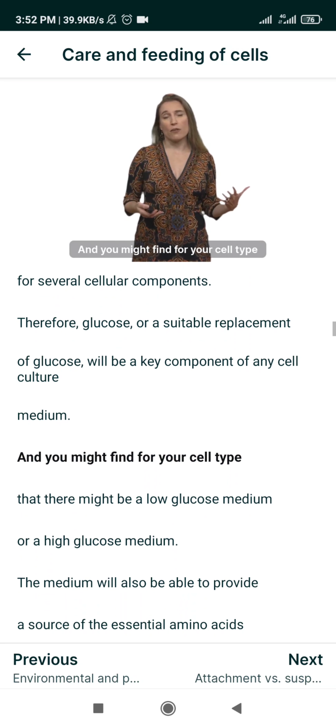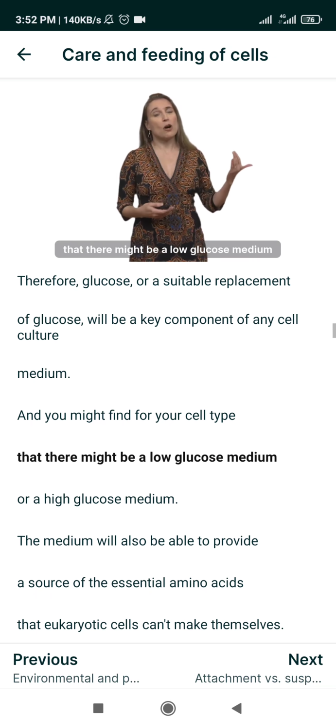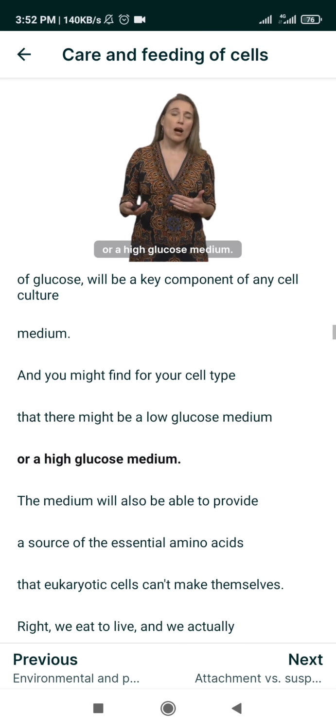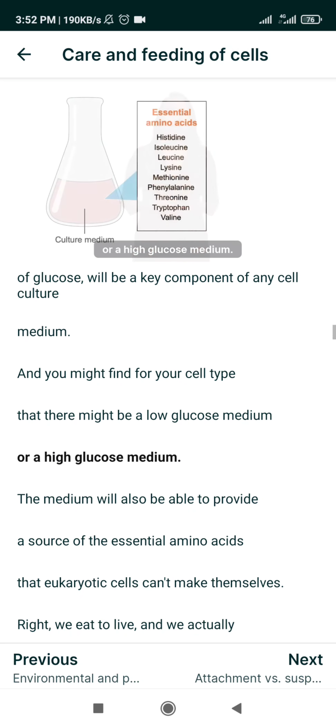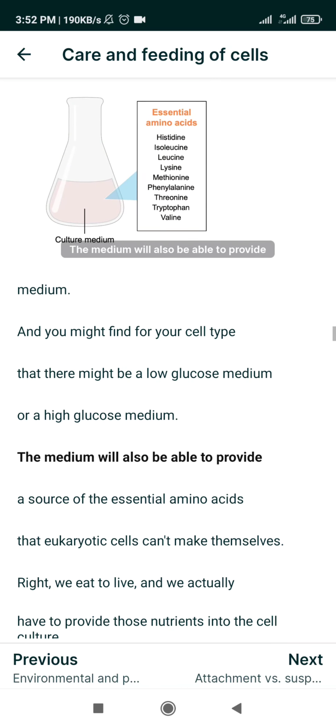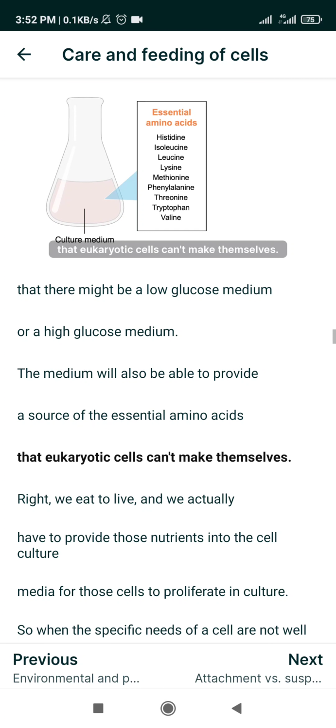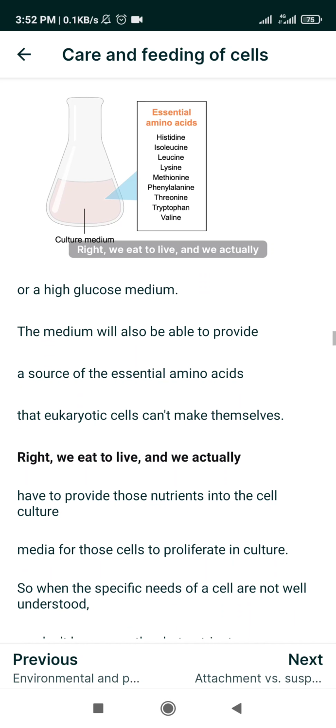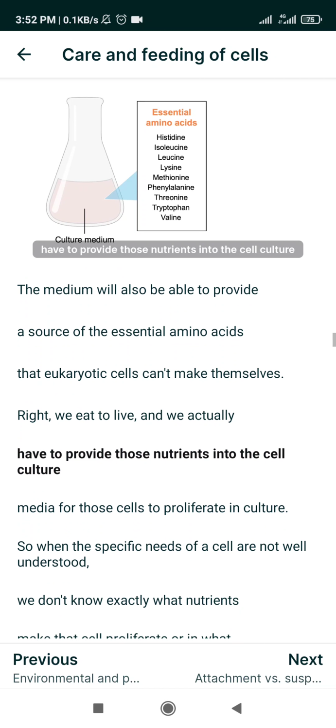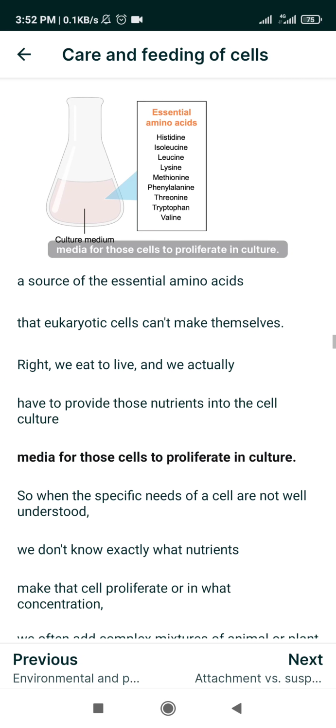And you might find for your cell type that there might be a low glucose medium or a high glucose medium. The medium will also be able to provide a source of the essential amino acids that eukaryotic cells can't make themselves, right? We eat to live, and we actually have to provide those nutrients into the cell culture media for those cells to proliferate and culture.